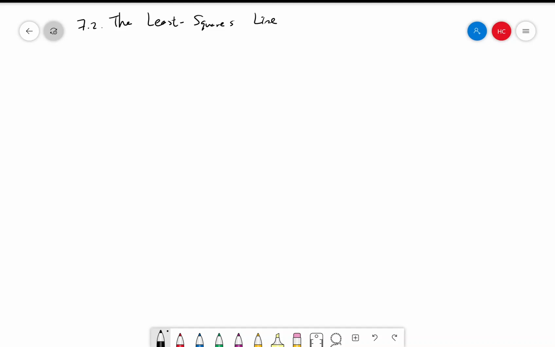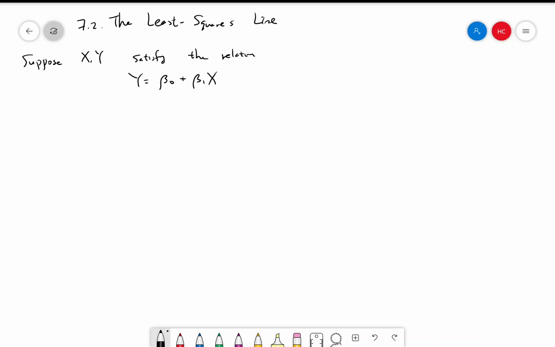Alright, so this is section 7.2, which is on the least squares line. So let's suppose we have random variables x and y. They satisfy the linear relation. Suppose y equals beta 0 plus beta 1 times x. So this is the equation of the line in the plane.